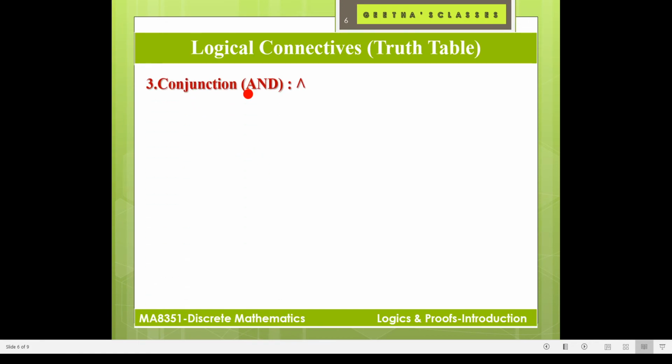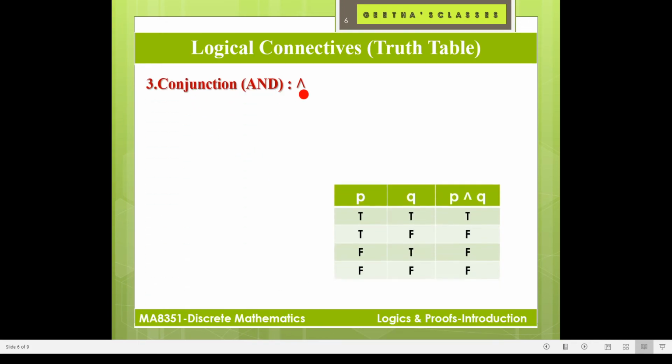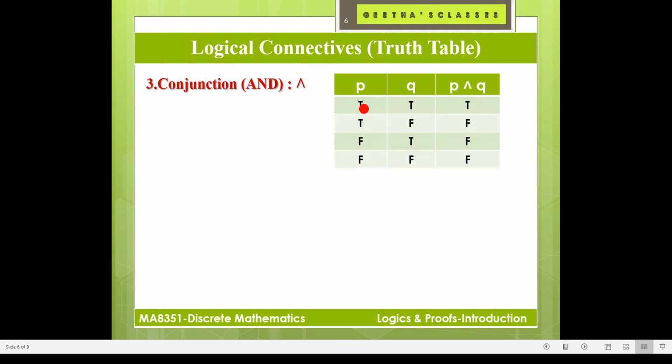Next one, AND. The conjunction AND. The truth table is like this. First you write true, true, true, false, false, true, false, false. Here, if both the conditions are true only, you are getting the answer as true. For all the remaining, you are getting false. If one false is there, you are getting false. Okay, that is AND.